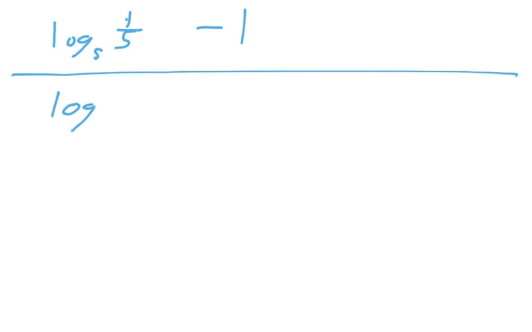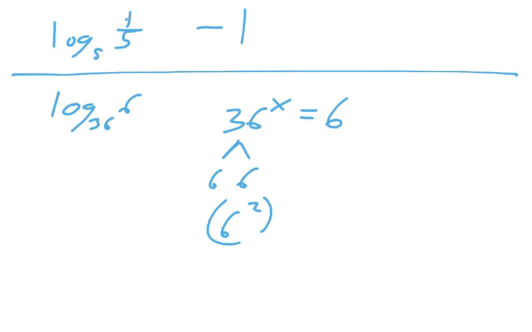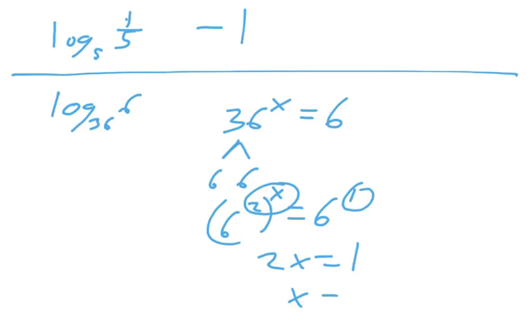Problem number 2 is we got log base 36 of 6. And if you think about it like this, is 36 to what power equals 6? So that's 6 squared to the x equals 6 to the first. So these two are equal to 1, which means x is equal to 1/2.